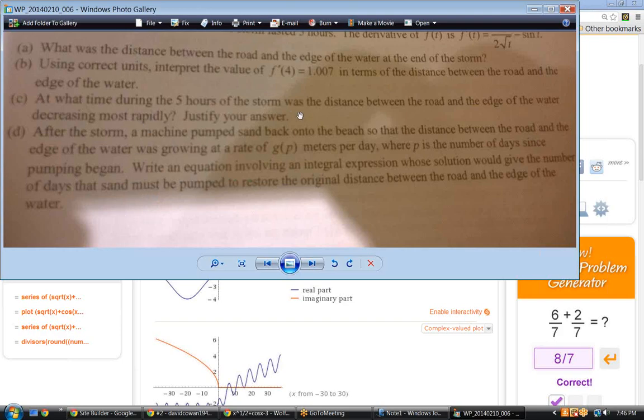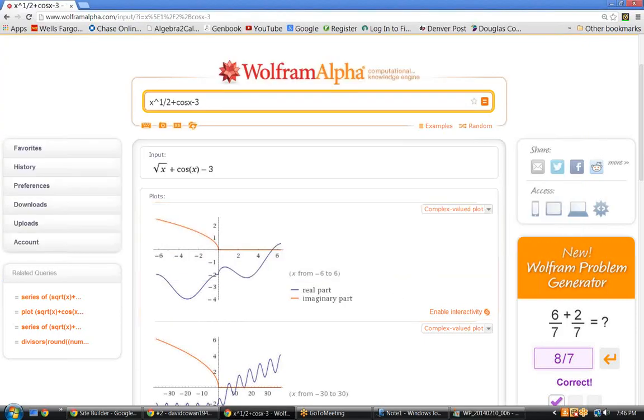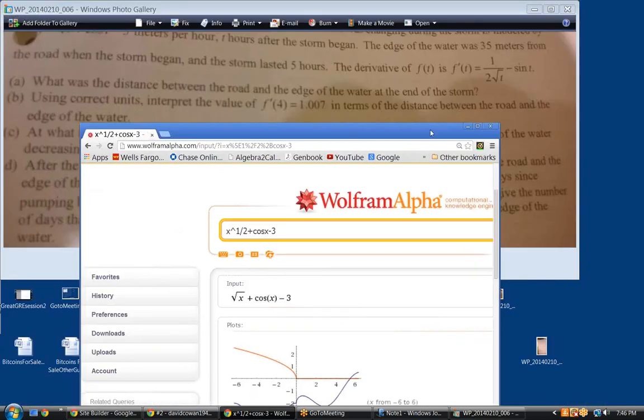At what time during the 5 hours of the storm was the distance between the road and the edge of the water decreasing most rapidly? Well, how do we want to... So we have set the derivative equal to 0? Yep. In other words, this is the derivative, so we set that equal to 0. I can do that real quick on my Wolfram Alpha here.